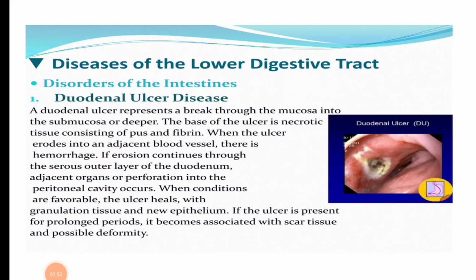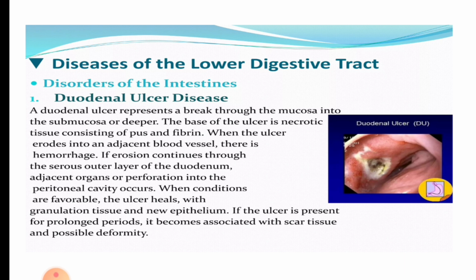Diseases of the lower digestive tract. There are disorders of the intestine, such as duodenal ulcer disease. A duodenal ulcer represents a break through the mucosa into the submucosa or deeper. The base of the ulcer is necrotic tissue consisting of pus and fibrin.